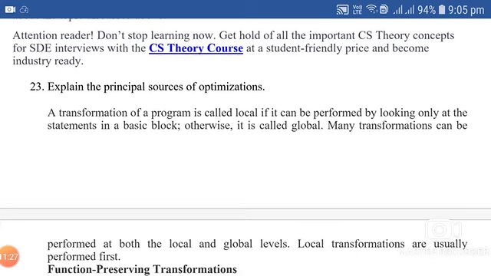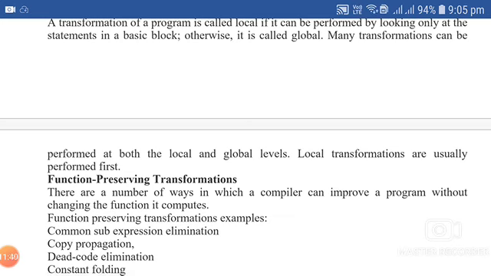The transformation of a program is called local if it can be performed by looking only at the statements in a basic block. Otherwise it is called global. Many transformations can be performed at both the local and global levels. Local transformations are usually performed first.